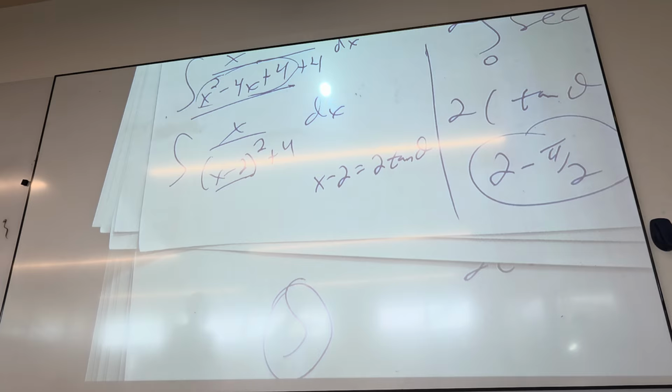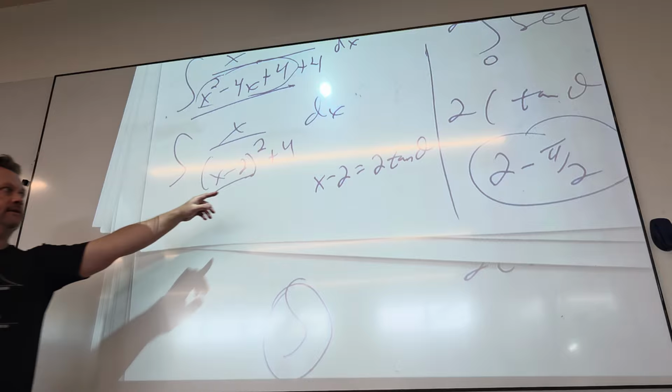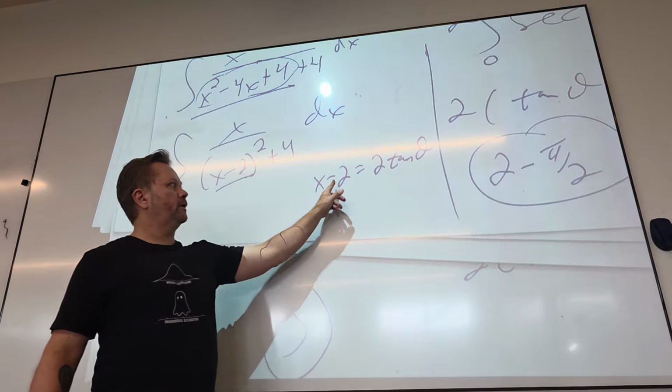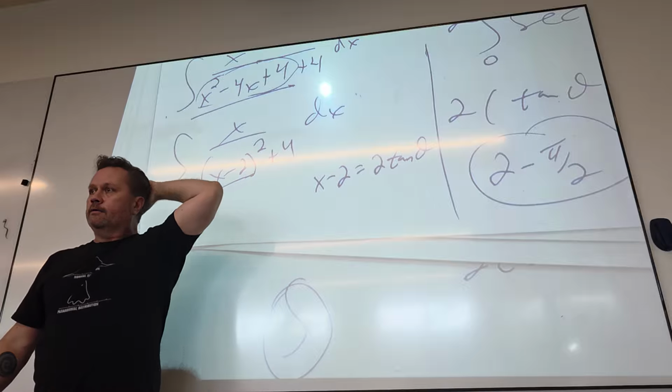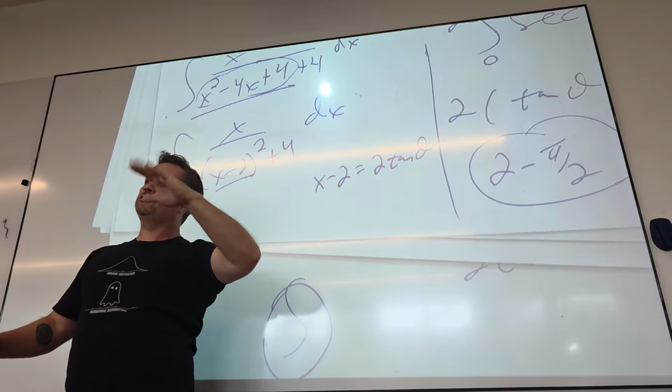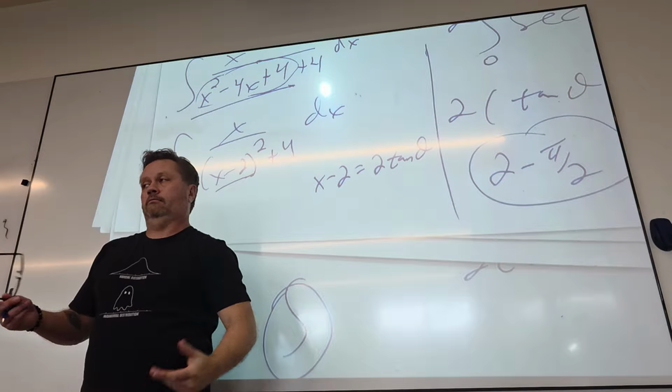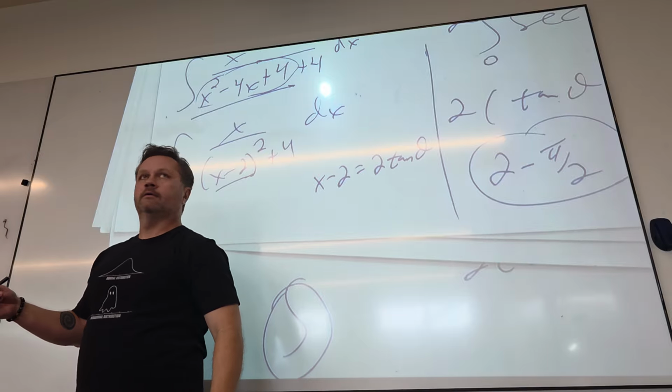So then would x still be on top? Yes, it's got to be. I haven't done anything to make that go away. But now I could solve for x and put that up. So what's x going to be? 2 plus 2 tangent theta. That's going to be on the top. Are there other ways to do this? Sure. It's up to you.